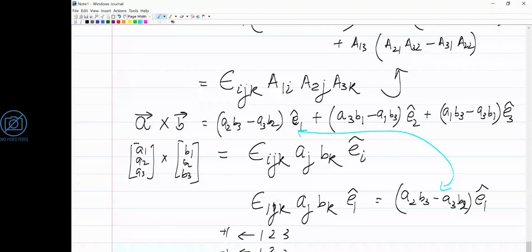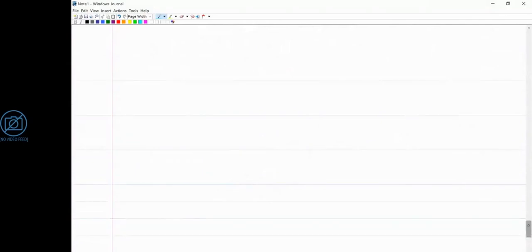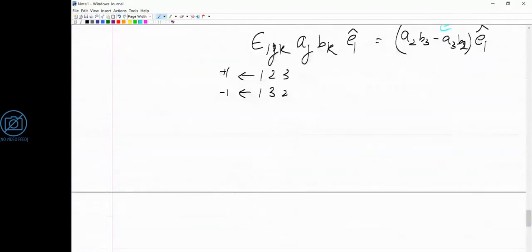Okay, any question on this permutation symbol? No question? Okay. You know, there is also an identity called the epsilon delta identity, which is the following.